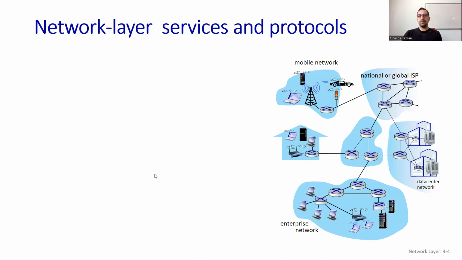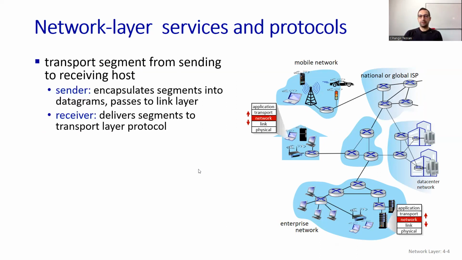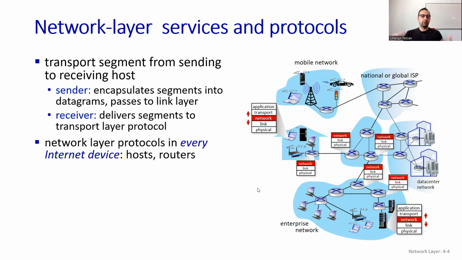So let's look at network layer services and protocols. As I mentioned, we started from the top, talking about the application layer and transport layer. Now we are at the network layer. The transport segment goes from the sending to the receiving host. The sender encapsulates segments into datagrams and passes them to the link layer. The receiver delivers segments to the transport layer protocol. We already talked about encapsulation, so we know the idea.